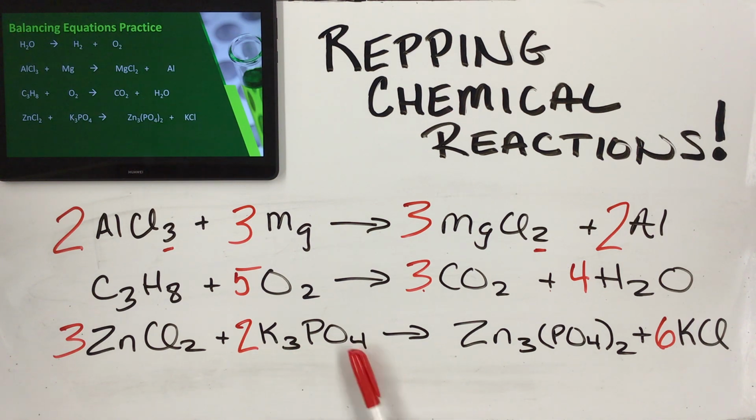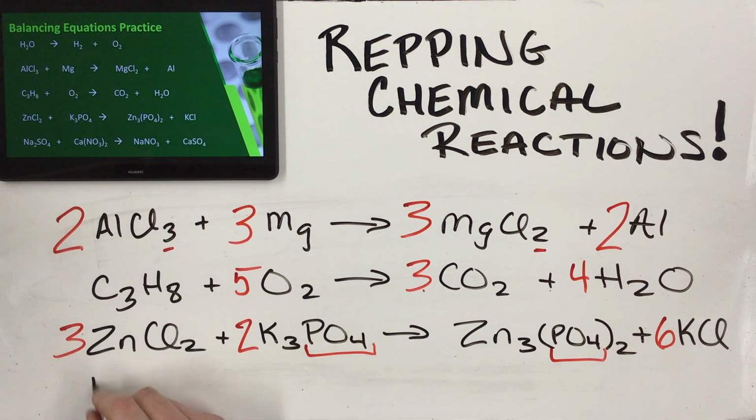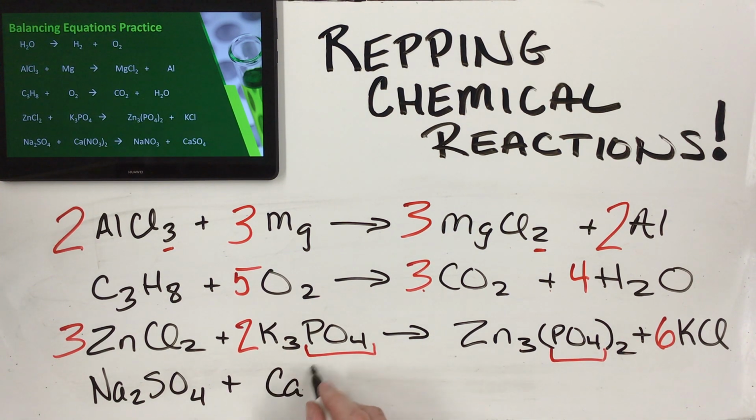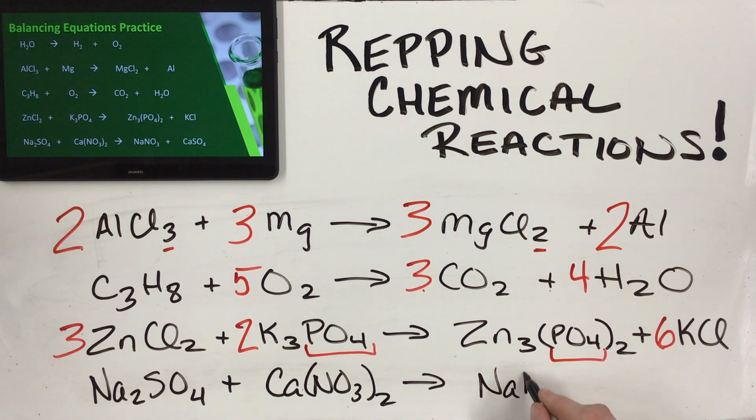2 phosphates, 2 phosphates. Whenever I can, I try to treat the polyatomic as one type of atom or one thing. So 2 of these phosphate groups, 2 of the phosphate groups. All right? And our last one, I know you've done this stuff before, but it is vitally important to this unit. We have to be able to balance equations and do it quickly and easily. All right?